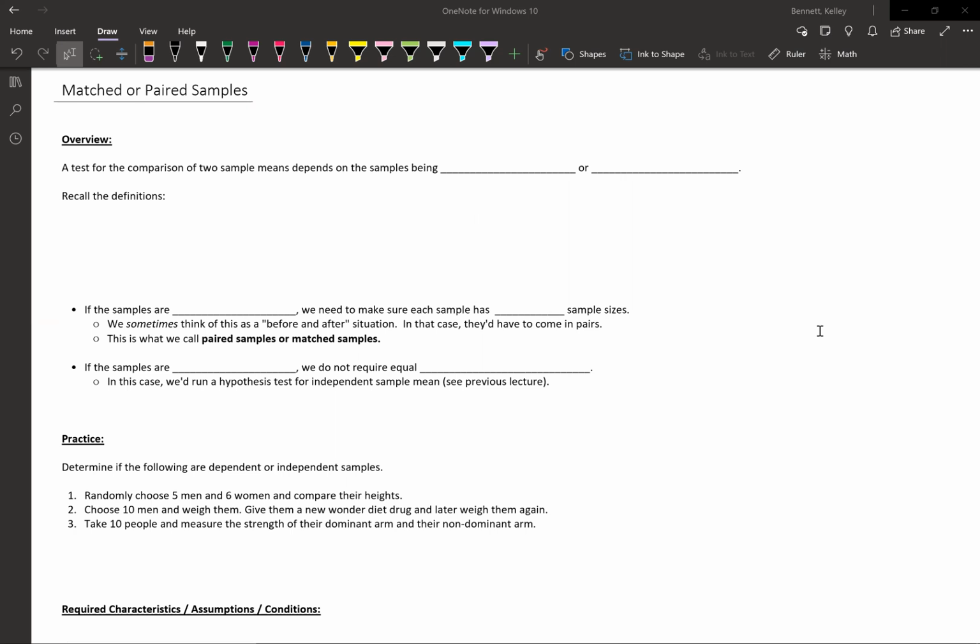So coming off the heels of independent samples where we compared means and proportions, this one is going to be a little bit different because we're going to have them have a before and after feeling. A test for the comparison of two sample means depends on the samples being independent or dependent. And we kind of have to make that determination straight away.